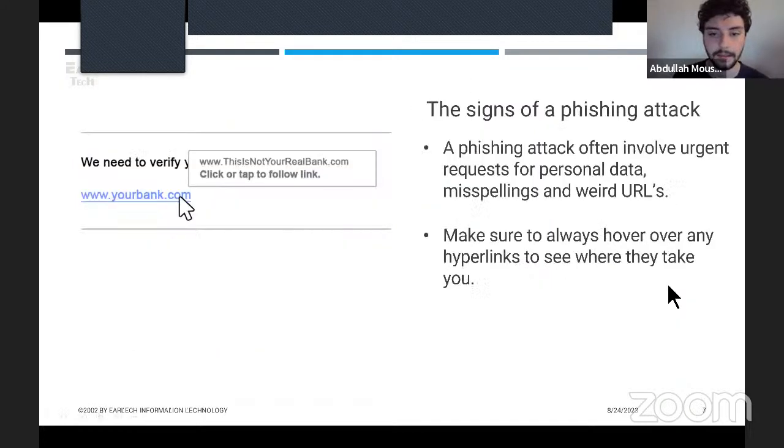Let's see, next slide. The signs of a phishing attack. So a phishing attack often involves urgent requests for personal data, misspellings, and weird URLs. You want to always make sure to hover over any hyperlink to see where it takes you. Some people even put a link that looks like a link to your bank, for example. But if you just hover over it a little bit, it will show you where it's actually taking you.